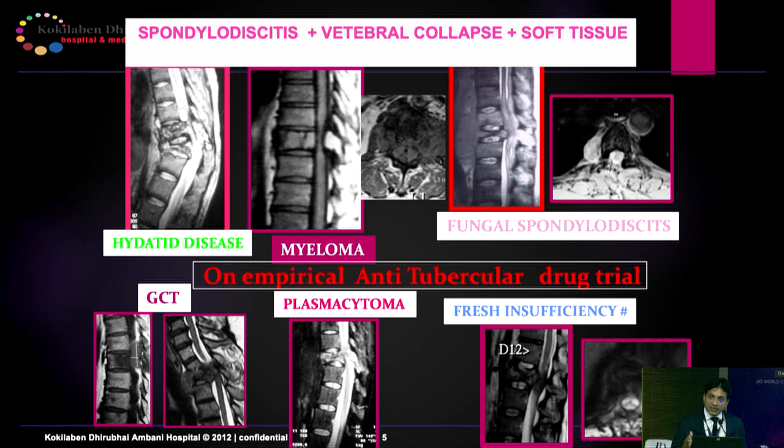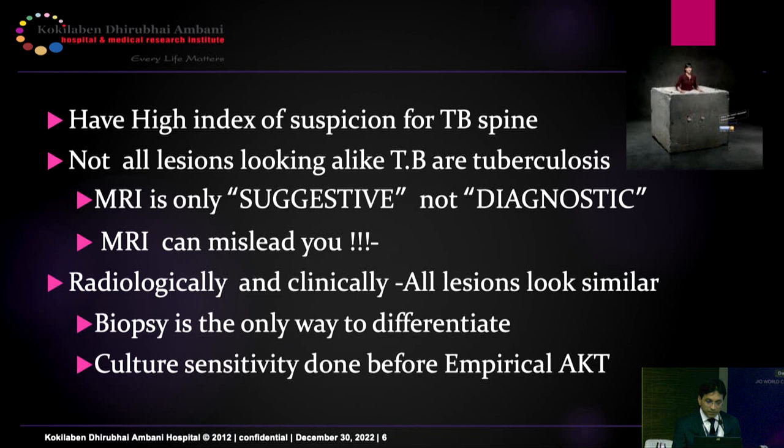I'm going to start. A biopsy is mandatory, at least in a spinal lesion nowadays. Yes, there are some limitations of biopsy, we'll come to that, but biopsy is the first thing you go for. Otherwise, you are likely to go wrong. So have a high index of suspicion for TB spine. Not all lesions looking like TB are tuberculosis. MRI is only suggestive and not diagnostic.